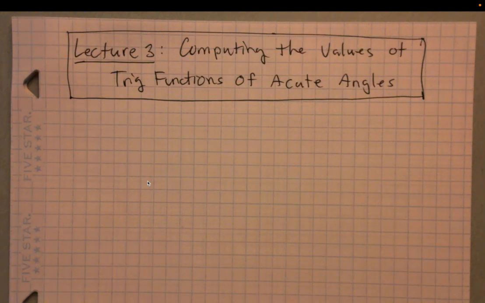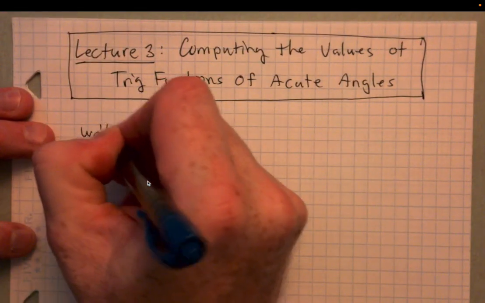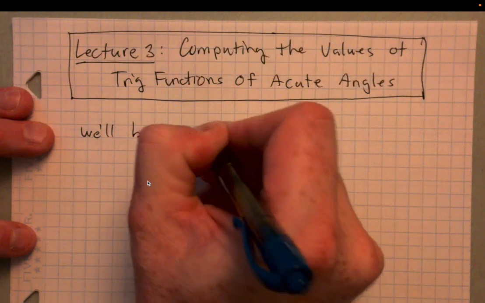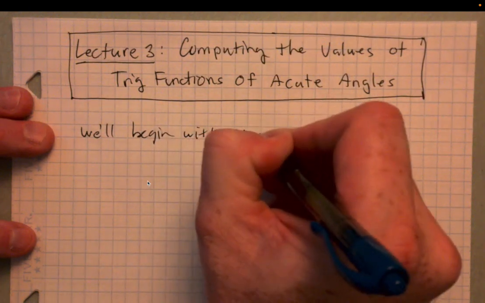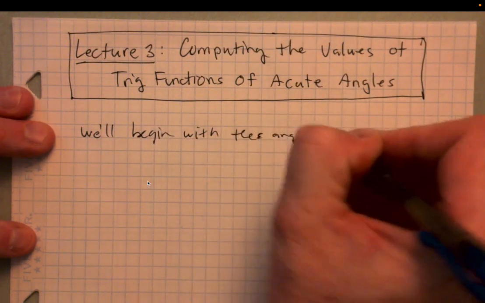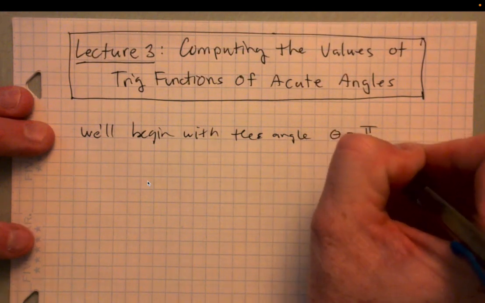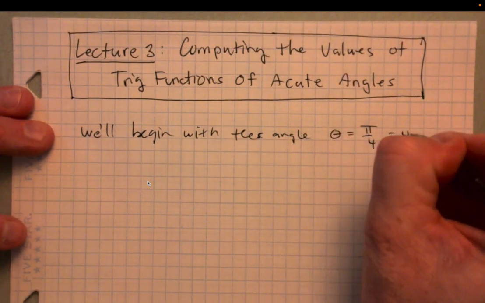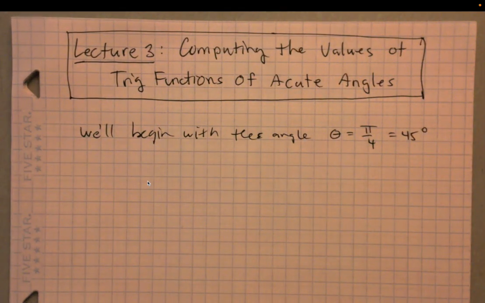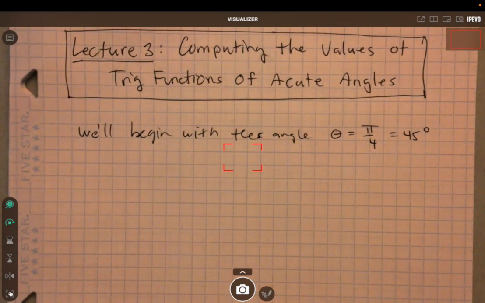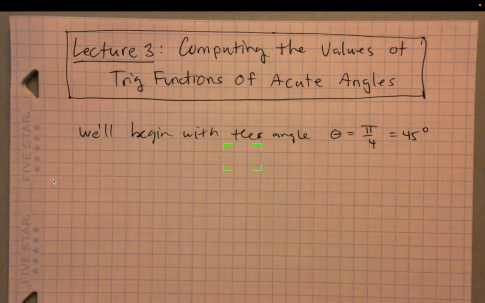So we're going to start by calculating the value of the trig functions when the angle of interest is theta equals pi over 4. So we'll begin with the angle theta equals pi over 4. This is also known as 45 degrees. Okay. So our goal is to figure out what all of the trig function values are at pi over 4.